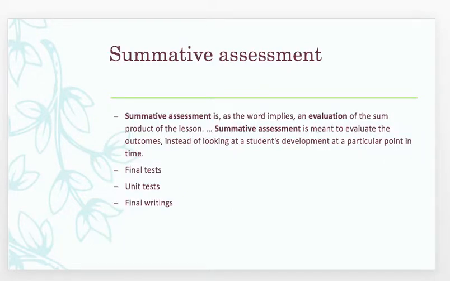The second type is summative assessment. As the word implies, an evaluation of the sum product of the lesson. Summative assessment is meant to evaluate the outcomes instead of looking at students' development at a particular point. So we are kind of measuring the learning outcomes. So it might be final tests, unit tests, or final writing tasks.